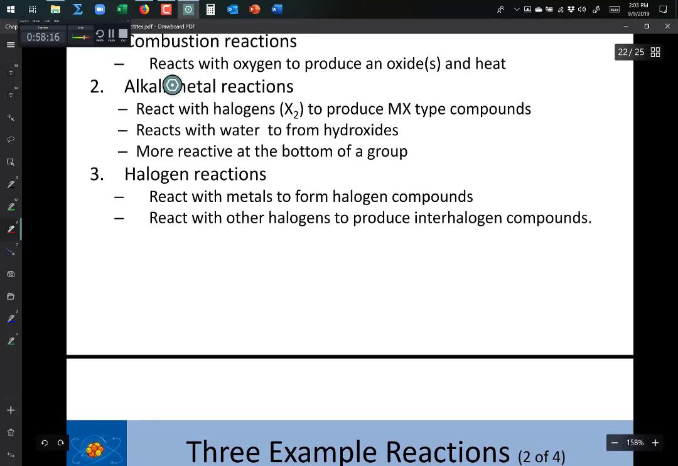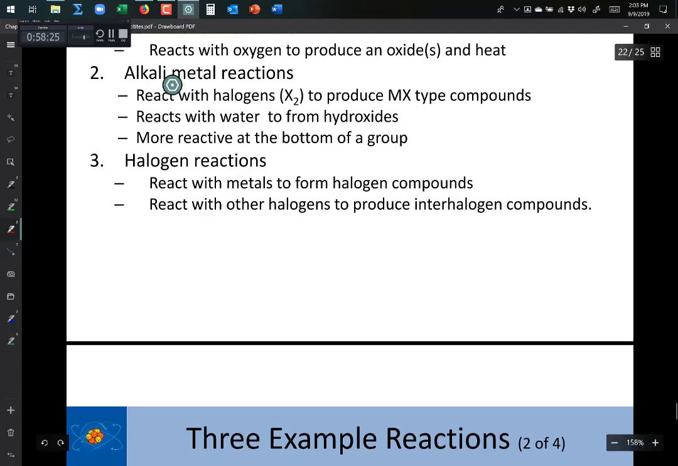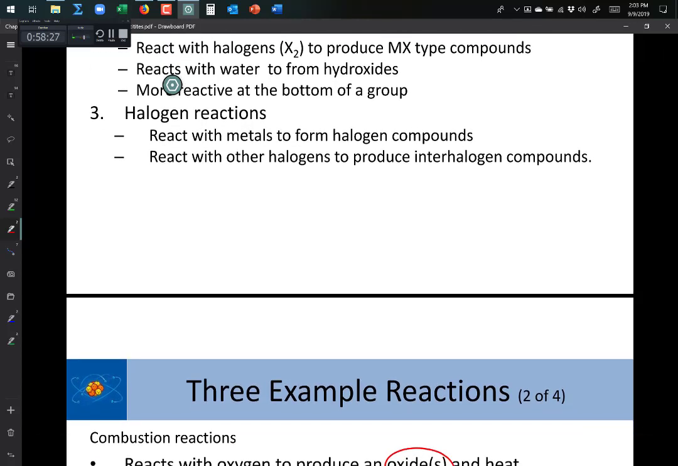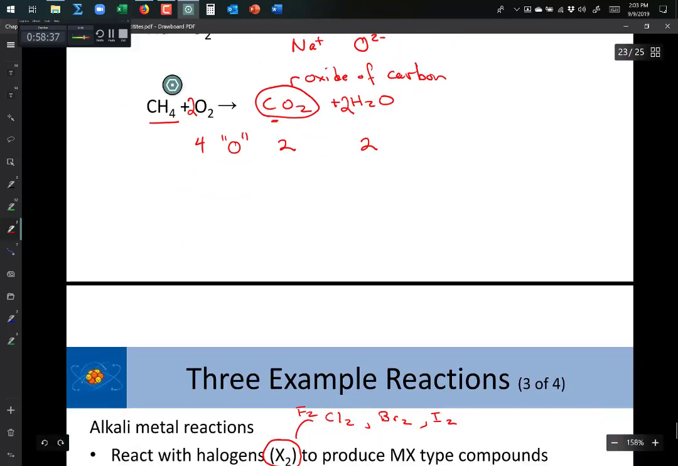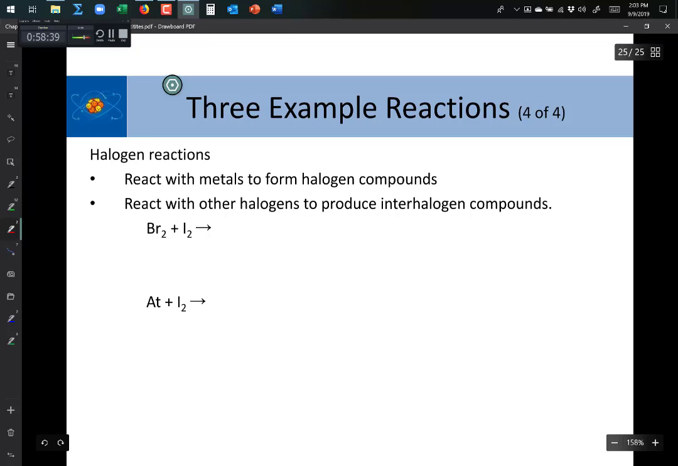All right. So yes, the ones at the bottom are even more violent, and sodium will actually explode at some point if you give it time. We'll get to see that, hopefully, if it actually happens. Now, if you take metals with halogens, we saw what that does. But if you react halogens with other halogens, you just get interhalogen compounds.